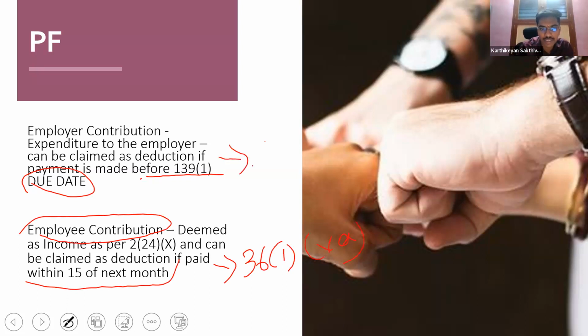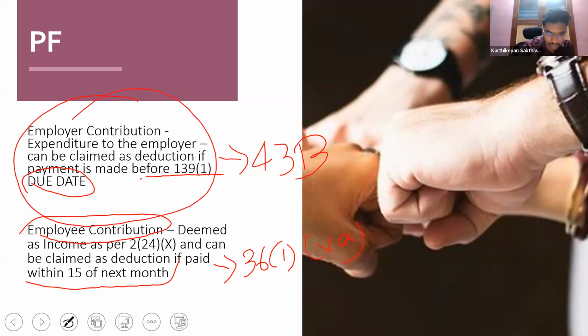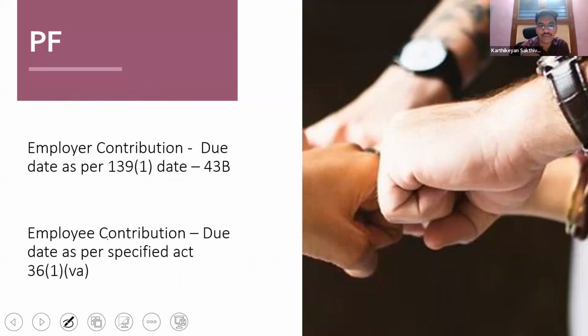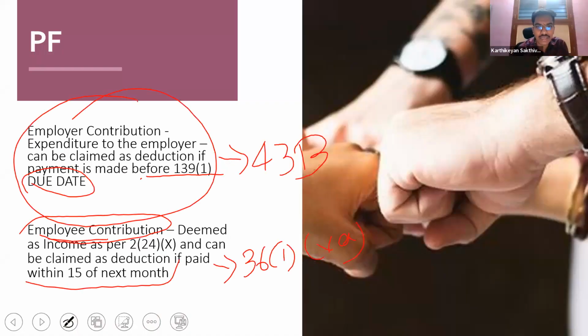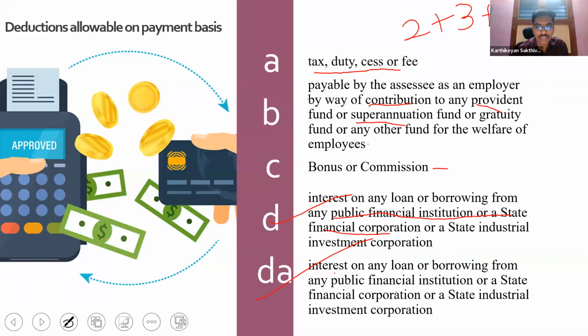This is covered by 43B. Okay, so all the provisions of 43B will apply only for employer's contribution. Employee contribution, 36(1)(va), they have specifically said that if it is not paid within 15th of next month, it cannot be claimed as deduction. Right. So with this, the chapter of disallowances also is done.